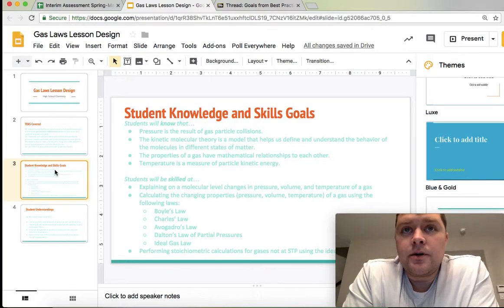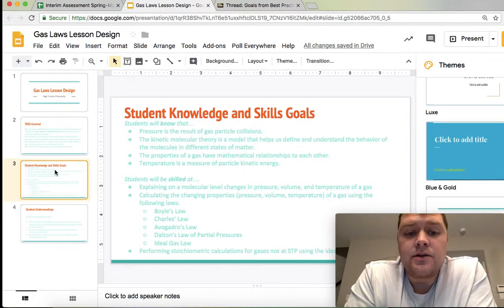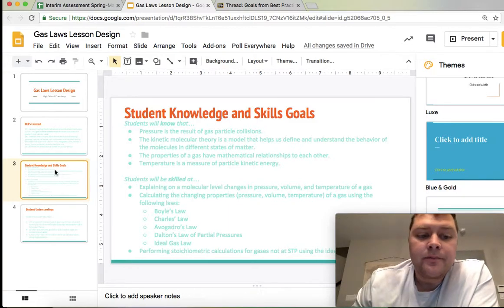Again, I would convert these in my classroom into I can and I know statements, and then probably change the wording a little bit so that when my students walked in, they weren't overwhelmed.